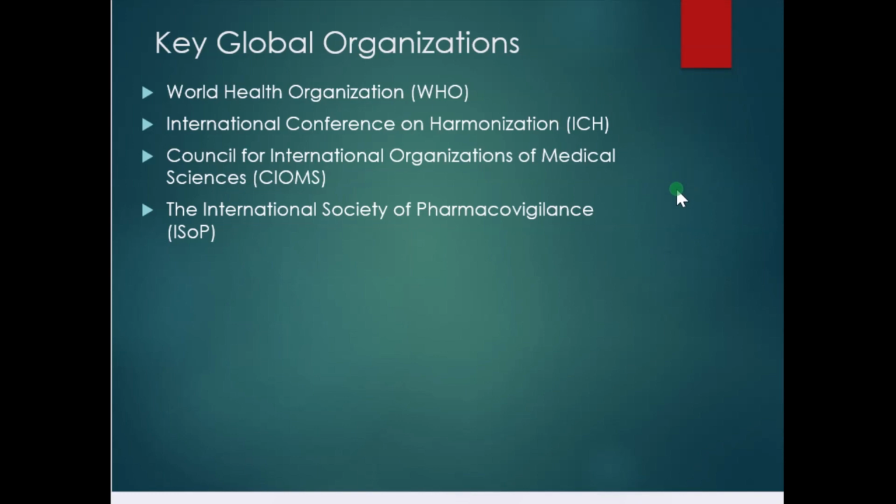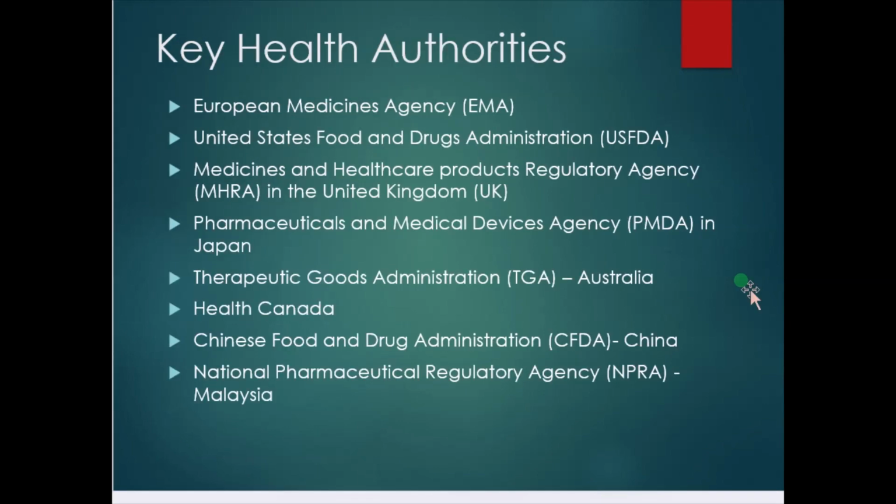So, you have to be aware of some key global organizations across the globe who contributed standard guidelines to practice in PV, ensuring harmonization. These include the World Health Organization, International Conference on Harmonization, Council for International Organizations of Medical Sciences, and the International Society of Pharmacovigilance. And across the globe, there are key health authorities which contributed to better patient safety through various crucial regulatory decisions and impacted millions of patients' lives.